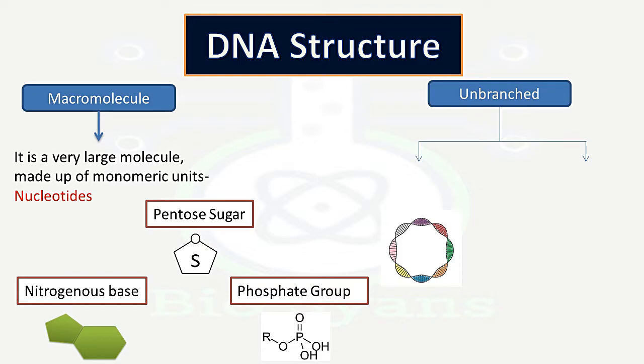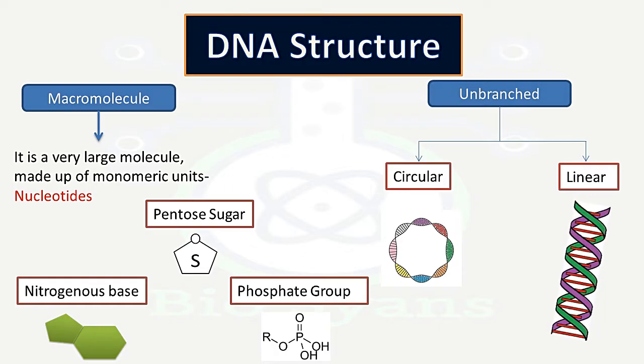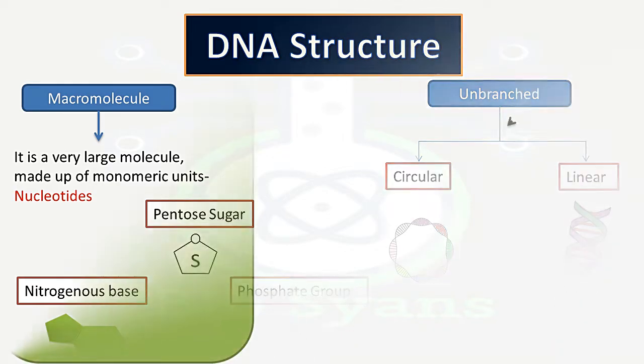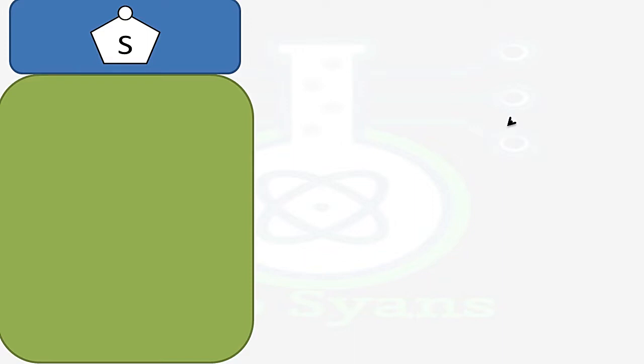When we talk about the shape, they are circular, generally present in prokaryotes, the cells without a nucleus, or they are linear in shape, basically found in eukaryotic cells. The next one that comes is the sugar, or also we call it a pentose sugar.